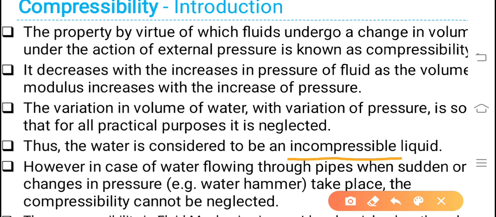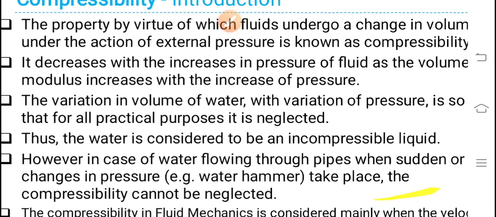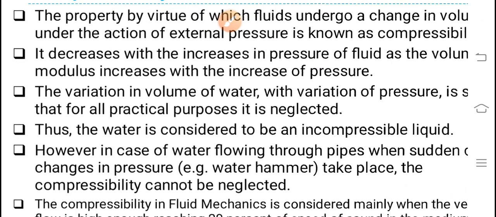Here we assume that liquid is also compressible and the effect of the elasticity of fluid is to be considered in case of water hammer. That is the phenomenon of water hammer. When we come to water hammer, we will make you understand in a much better way. However, in case of water flowing through pipes, when sudden or large changes in pressure take place, for example water hammer, the compressibility cannot be neglected.